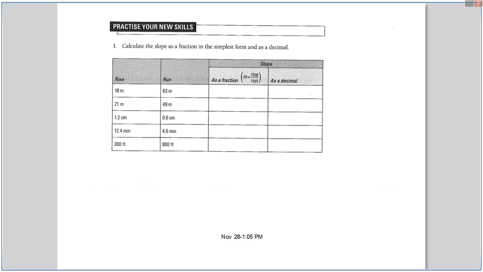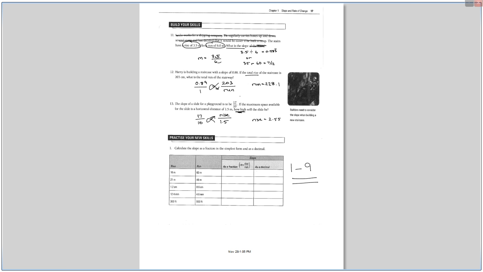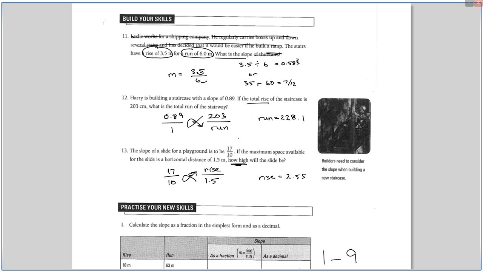So 1 to 9, enjoy. Math is the best. Block 4 is the best. And you want me to scroll up? Leave it here? Okay.